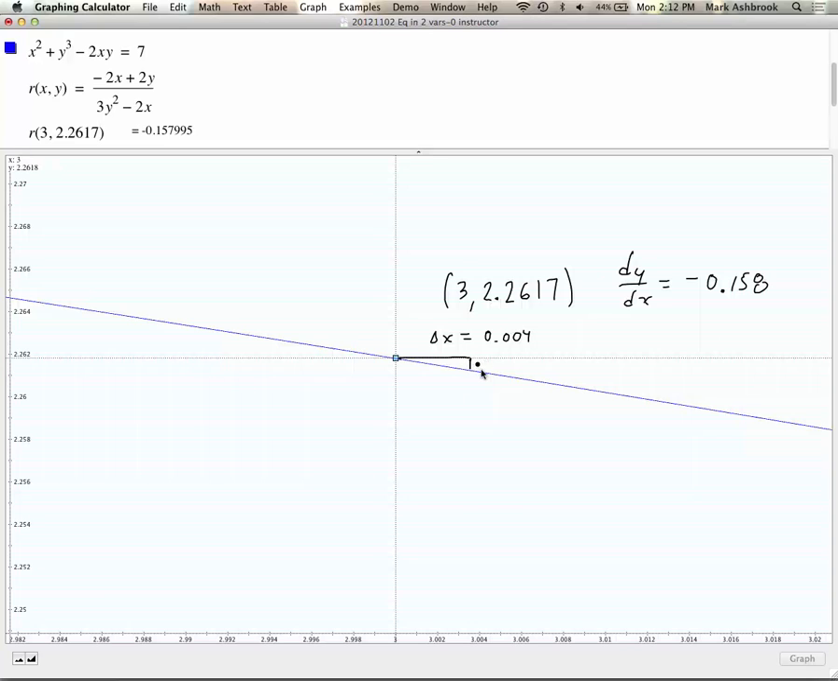And what then would that change in y be? A couple people out here, you all should be thinking it. That corresponding change in y for that change in x, or how fast y is changing with respect to x, is negative 0.158 times as much as 0.004. So how much y went down would be negative 0.158 times 0.004, representing a slow decrease.